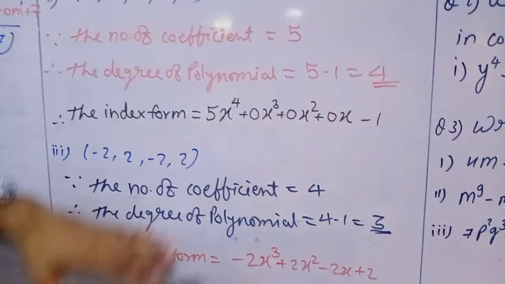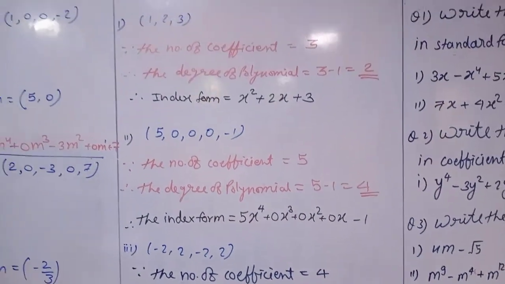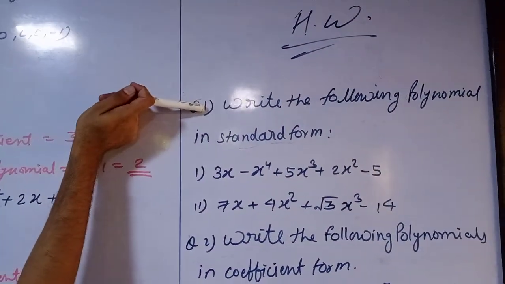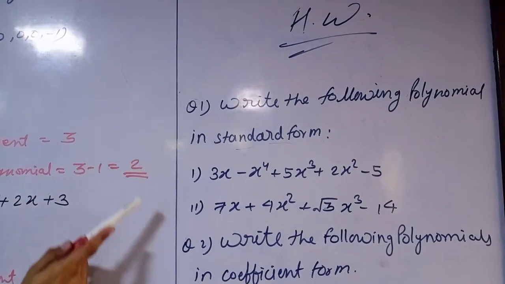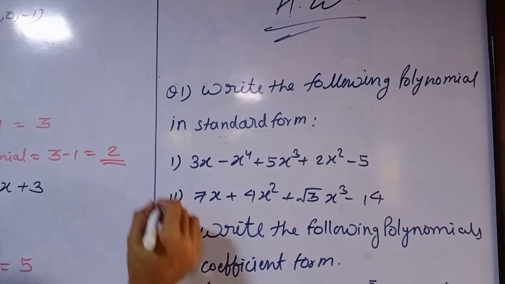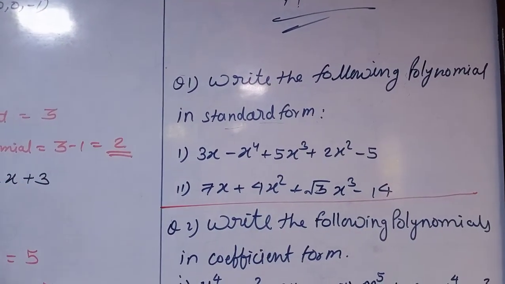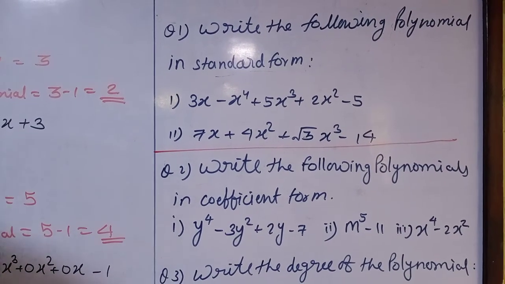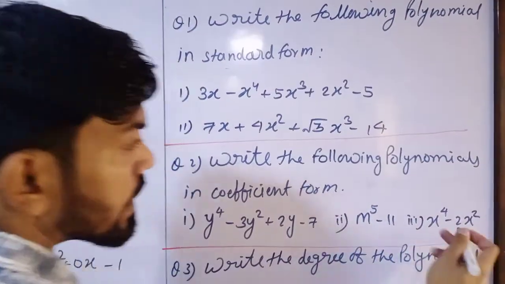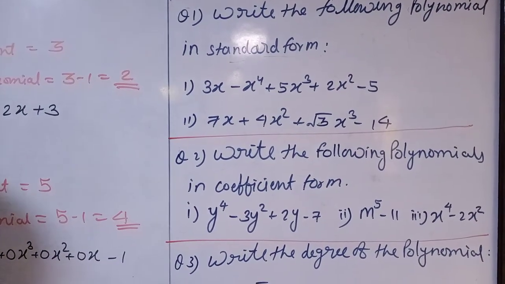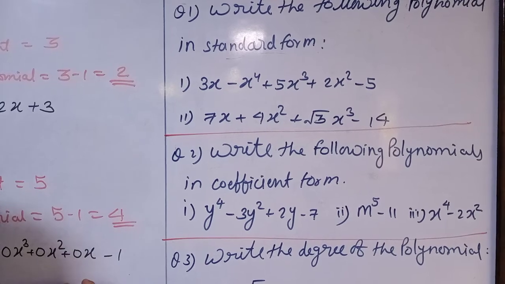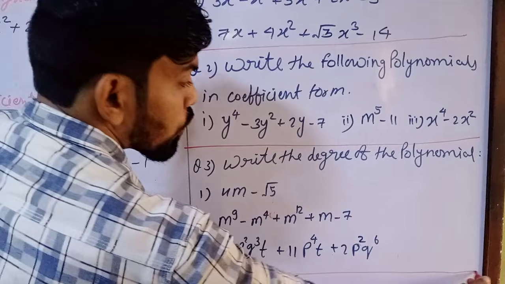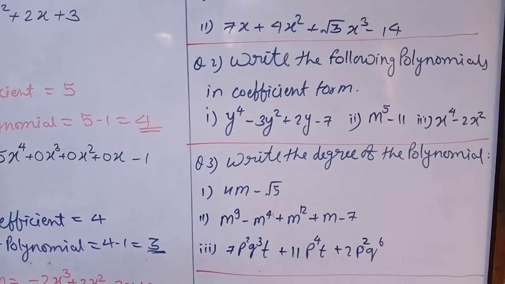So on the basis of these three, you have the homework for today. Homework, question number 1, write the following polynomials in standard form. Here we have 2 questions that you have to write in standard form. Question number 2, write the following polynomials in coefficient form. Here we have 3 sub questions. And question number 3 is to write the degree of the polynomial. We have 3 sub questions, you have to write the degree of these polynomials.